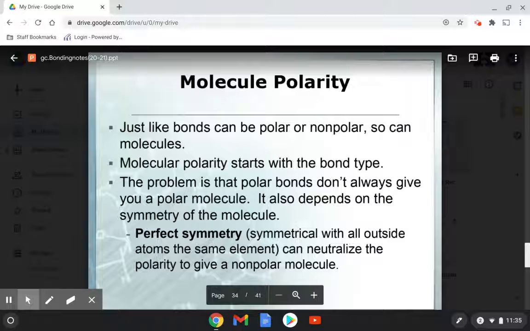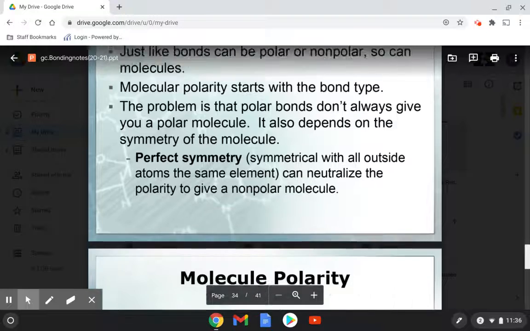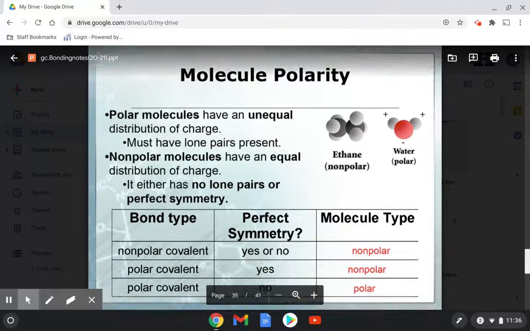With molecular polarity, again, this is talking about how much electronegativity difference there is between 2 elements that we see. Just like bonds can be polar and nonpolar, so can molecules. Molecular polarity starts with the bond type. The problem is that polar bonds don't always give you a polar molecule. It depends on the symmetry of the molecule. With perfect symmetry, where all outside atoms are the same element, they can neutralize the polarity to give a nonpolar molecule. Polar molecules have an unequal distribution of charge. They must have a lone pair.